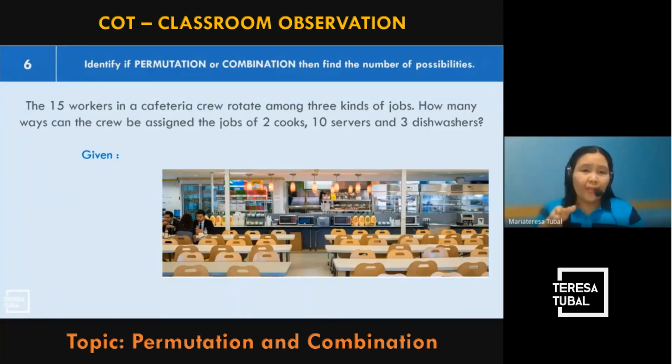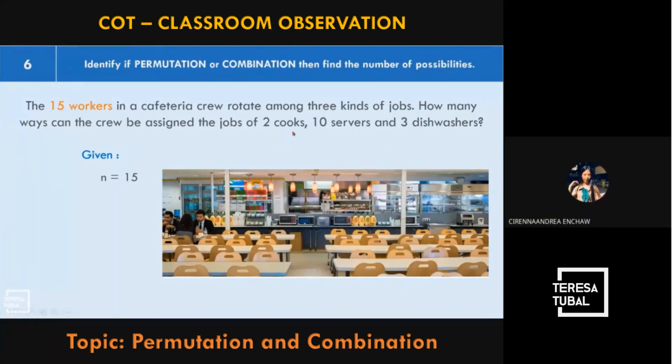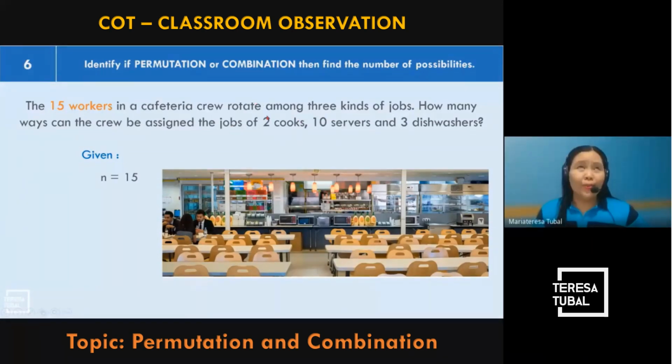So this example is a distinguishable permutation because meron tayong identical elements, that is 2 cooks, 10 servers, and 3 dishwashers. Again, the value of n, that is equal to 15. How about the other identical elements? Yes, Chow? Ma'am, ano po ulit? What is the other identical elements? Give me all identical elements. N minus 2, ma'am.